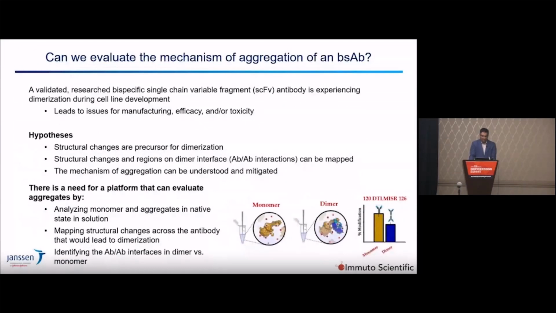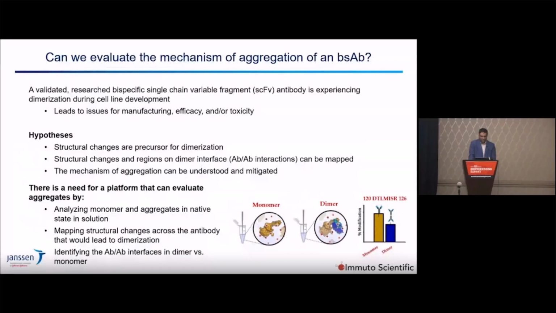So we have used a bispecific antibody that was prone to aggregation, which had a single chain variable fragment and which was having high levels of aggregation during cell line development. Cell line development actually sits between discovery and development phases at Janssen, and we undertook the effort to investigate the dimerization. So our initial hypothesis is that structural changes are precursors for dimerization.